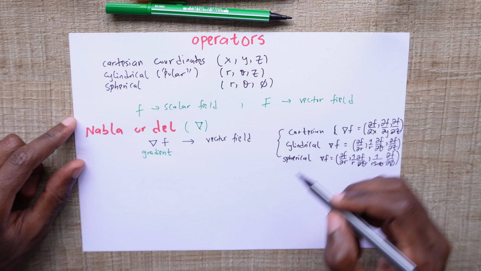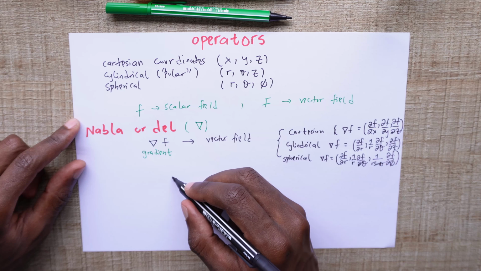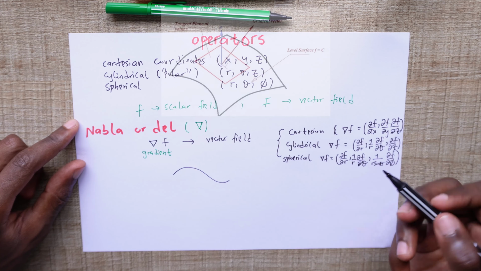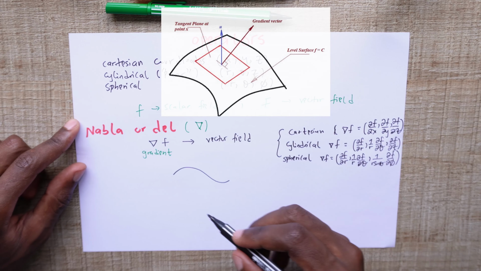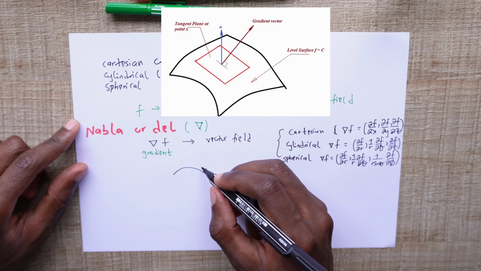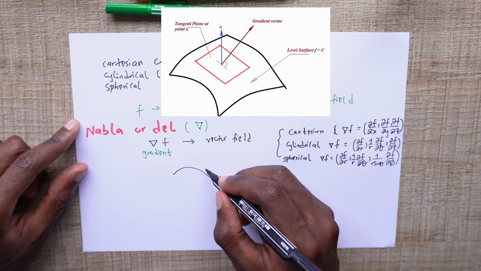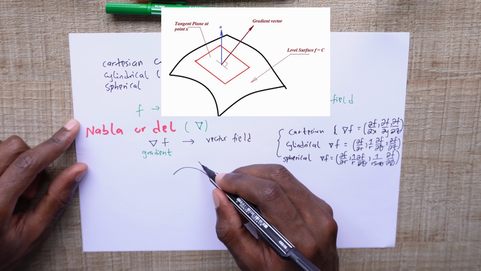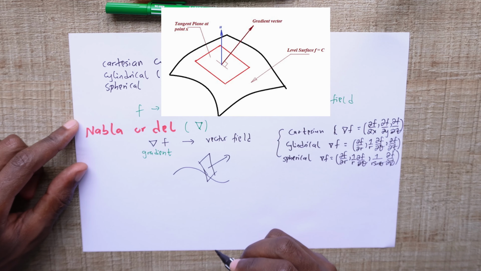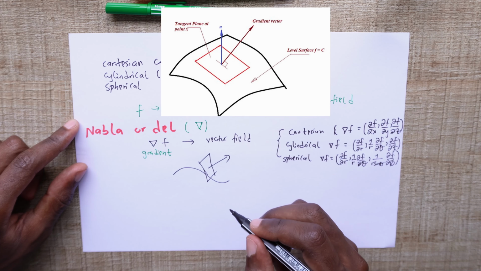So in any case, what this illustrates is that if you have a scalar field, which is f in this case, then what the gradient of f gives you is a vector that points in the direction in which the function increases the most.